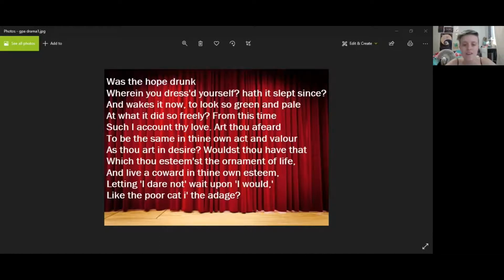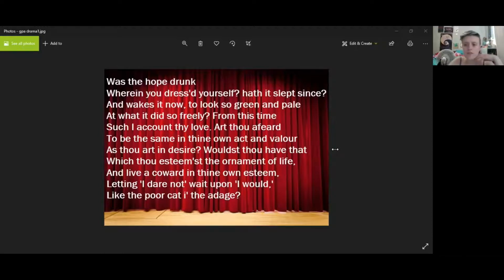One that I had a little bit of trouble understanding at first was, wouldst thou have that which thou esteem'st the ornament of life? If we go back and look at the No Fear Shakespeare translation, that lines up with the line, will you take the crown you want so badly? So, that which thou esteem'st the ornament of life is referring to the crown, the thing that he thinks is the most important thing in his life, the idea of being king.